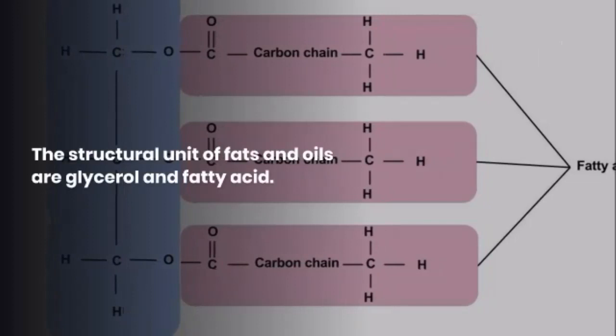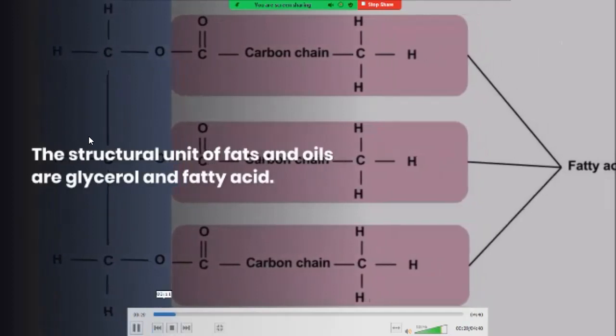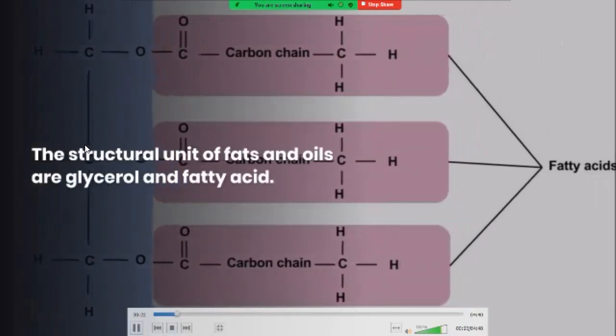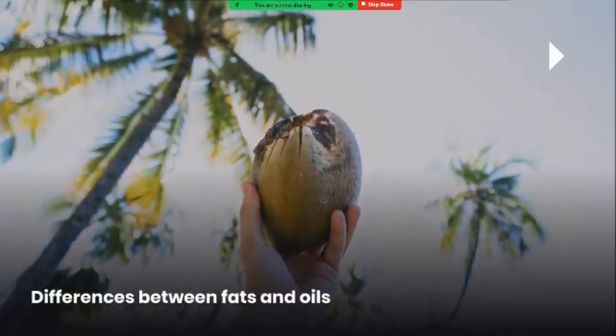Now the structural units of fat and oil, or lipid, are what? The glycerol and the fatty acid. Looking at this, these three are the fatty acids, and this one here is called what? The glycerol. Alright?